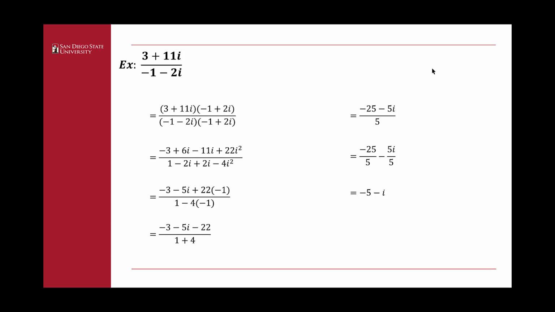In the next step, we can replace i squared with minus 1 on both sides, and we will get minus 3 minus 5i minus 22 over 5. And this will give us minus 25 minus 5i over 5, and minus 25 over 5 minus 5i over 5, which is simply minus 5 minus i. So the result of this complex number division is indeed a simpler one.